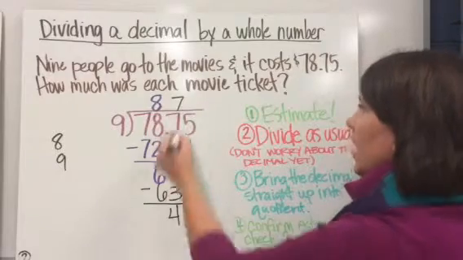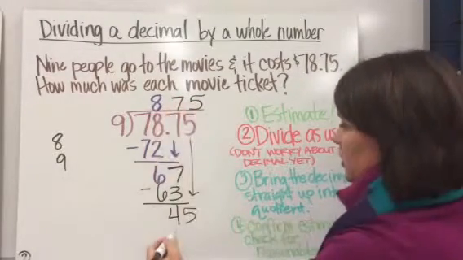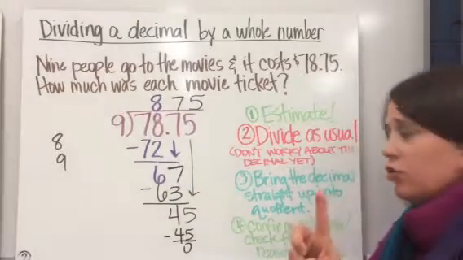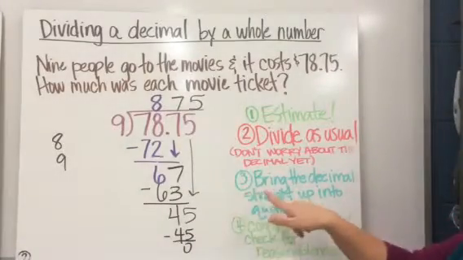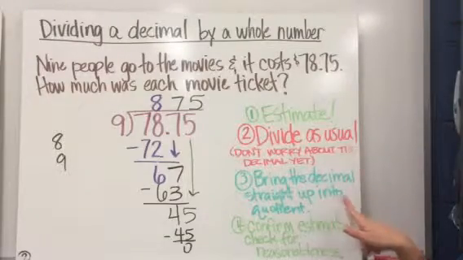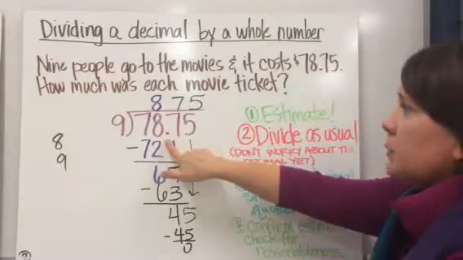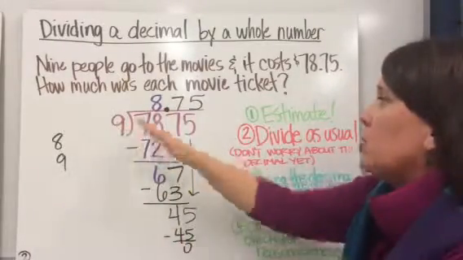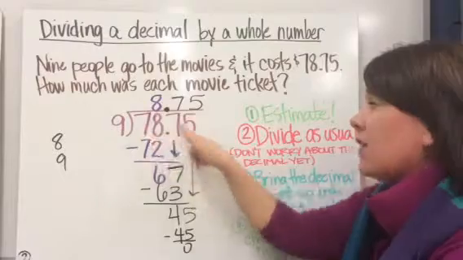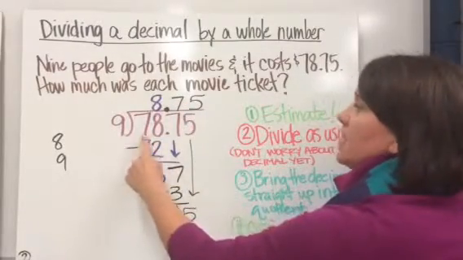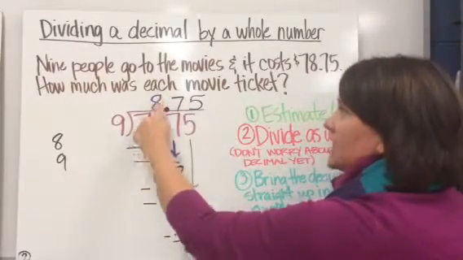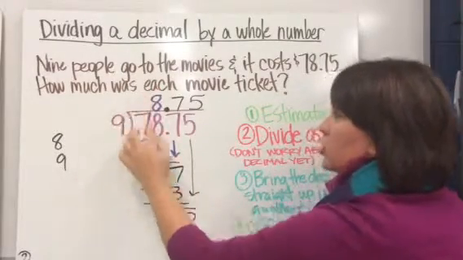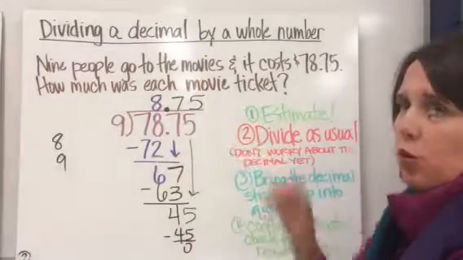9 goes into 45 5 times. 9 times 5 is 45. I subtract. I get 0 here. I'm finished with one exception, and that exception is that I need to bring the decimal straight up into the quotient. So here's my decimal. I bring it straight up. This is one of the reasons it's so important that when you divide that you line everything up properly. 9 went into 78 8 times, so the 8 has to go above the 8 in 78. I don't want it scooted over here or scooted too far this way, or my decimal will be off.